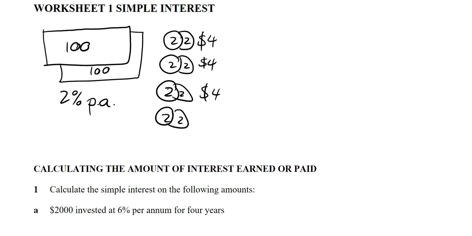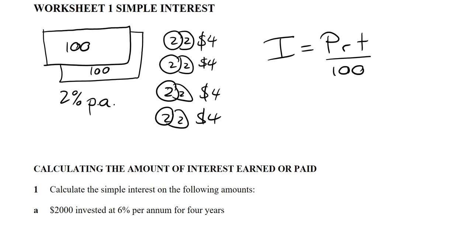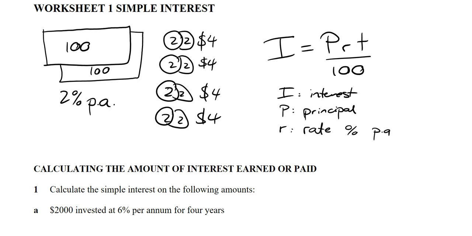Okay. The formula that we use is I is equal to PRT over 100, where I is equal to the interest. That's the amount of money that you get or you owe. P is called the principal, and that is the amount of money that you borrowed originally, or the amount of money you invested originally. R is the rate per annum, so they're always measured in per annums, and it's a percentage, PA, and T is the time in years.